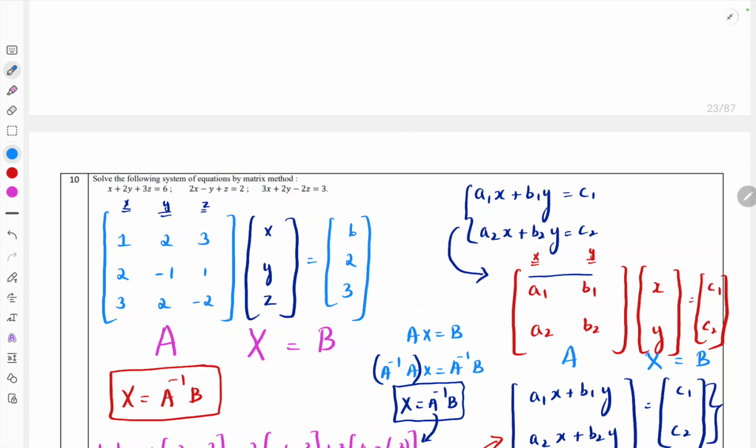So how do we check whether our answer is correct or not? Just substitute 1 1 1 in all three equations. So 1 plus 2 plus 3 should be equal to 6. Yes, 3 plus 3 is 6. So for the first equation it is valid.